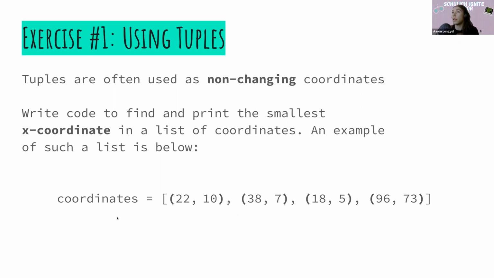This is going to be an example of that. Basically what you want to do is find the smallest x coordinate. The first element is going to be our x, the second one is going to be our y, and you want to print out the smallest x coordinate. That's going to be 18 in this example. If you want a challenge, try doing it with the y as well. In this case, 5 is going to be our smallest y.